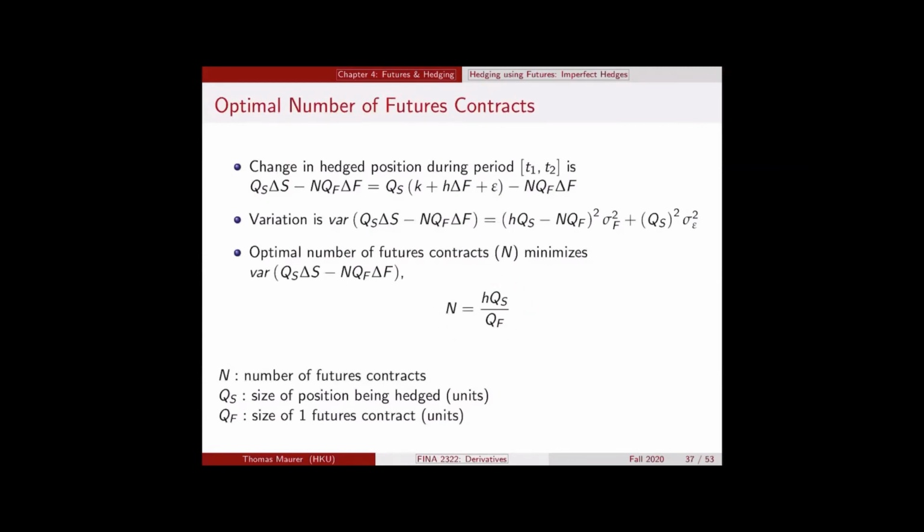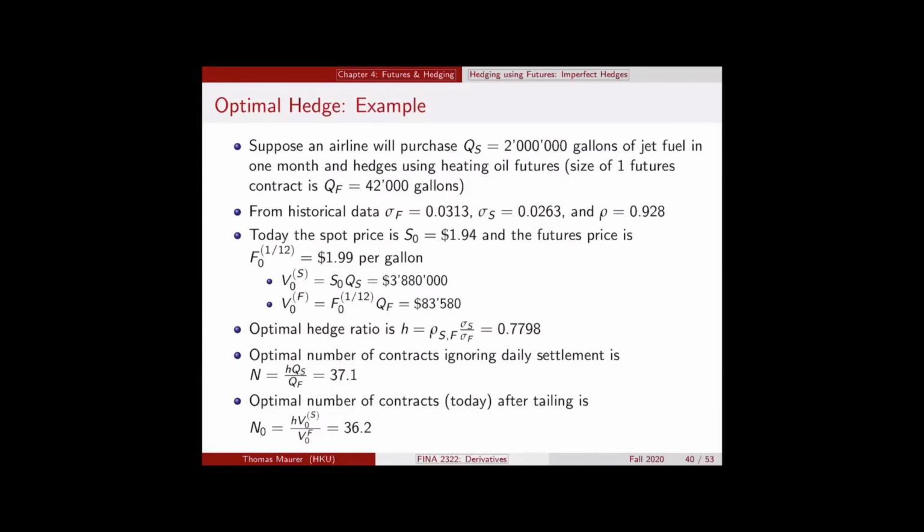So if we ignore daily settlements, looking at this analysis where we look at price changes over an entire month, and assuming again that the slope coefficient is the same as if we look at daily returns, then the number of long positions in the heating oil future should be 0.7798 multiplied by 2 million gallons of jet fuel, which we want to buy, divided by 42,000 gallons of heating oil per futures contract. That means we take a long position of 37.1 futures contracts.